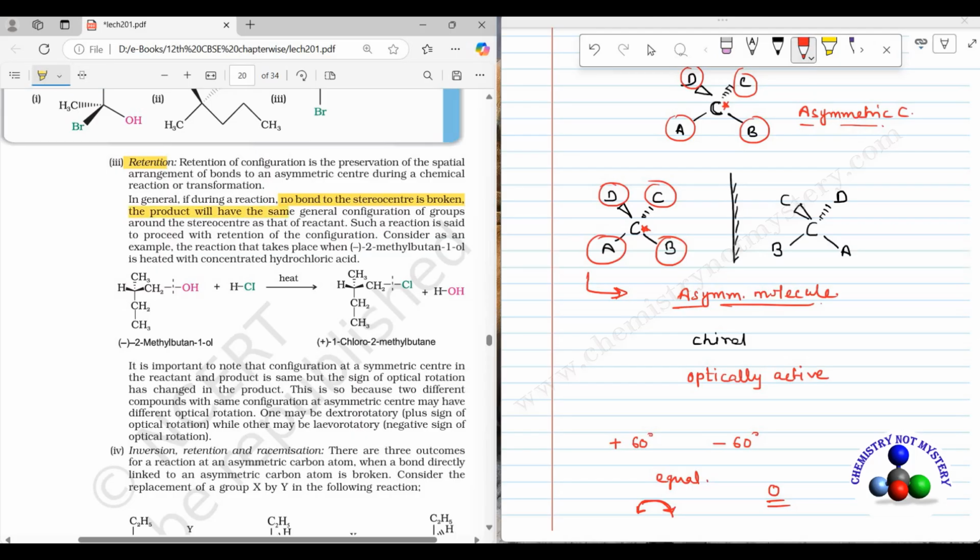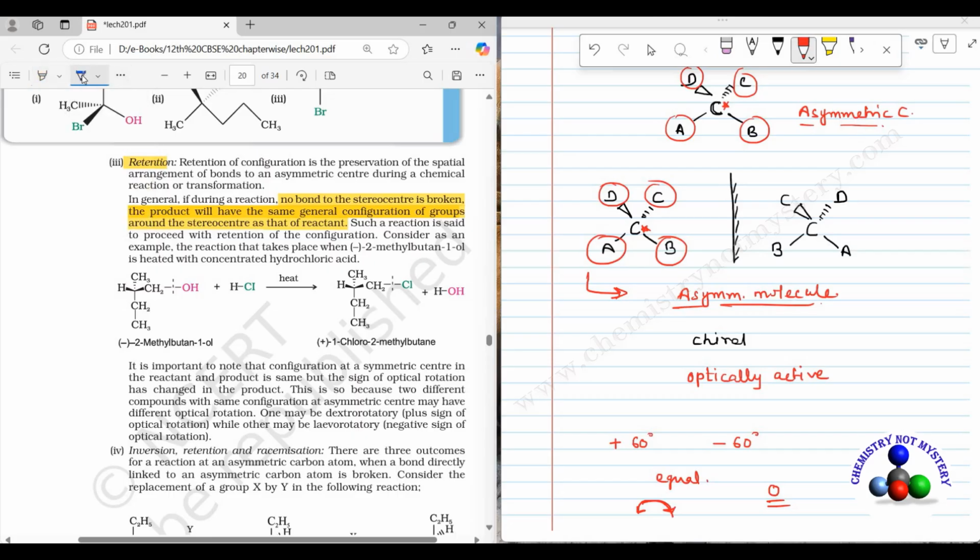The product will have the same general configuration of the groups around the stereo center as that of the reactant. Such a reaction is said to proceed with the retention of configuration. Consider as an example the reaction that takes place when (-)-2-methylbutan-1-ol, that means the levorotatory molecule, is heated with concentrated hydrochloric acid. Here this is the structure of 2-methyl-1-butanol.